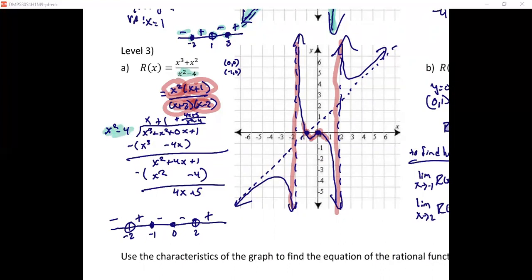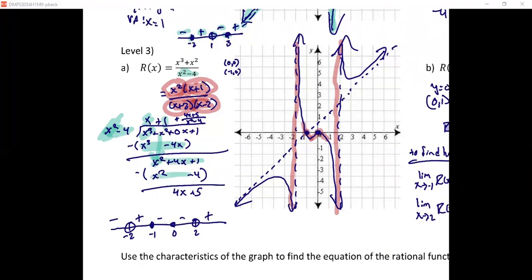Our first step in the long division process is how many times does x squared go into x cubed? That is x times. We subtract out x times x squared minus 4. Bring this down and then go through again. How many times does x squared go into x squared? Once.